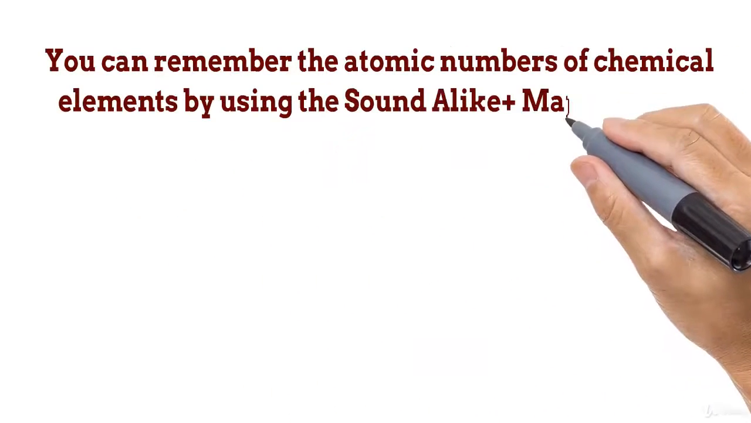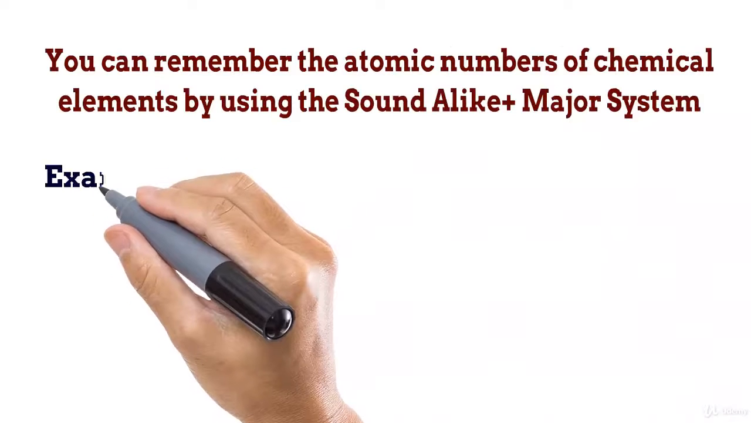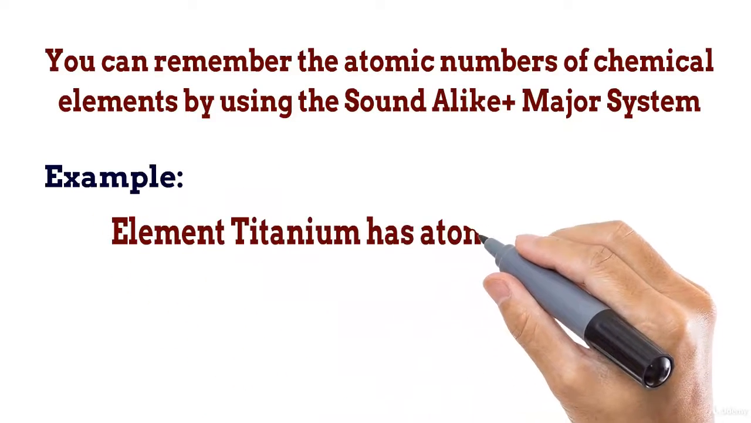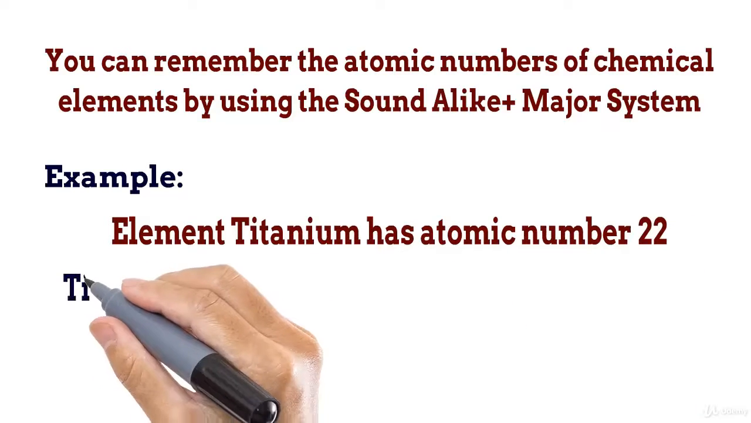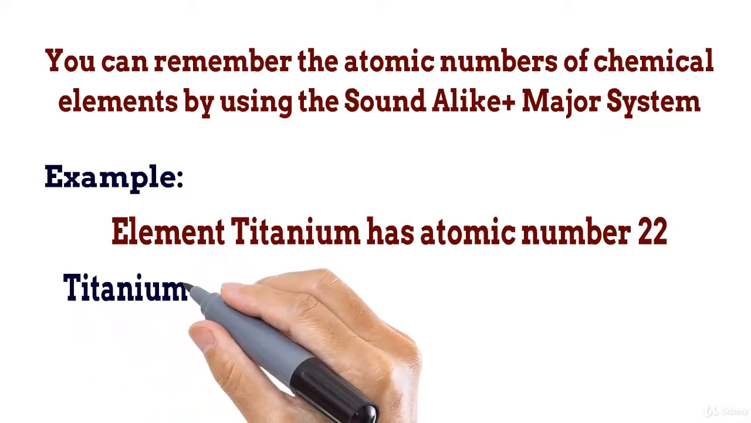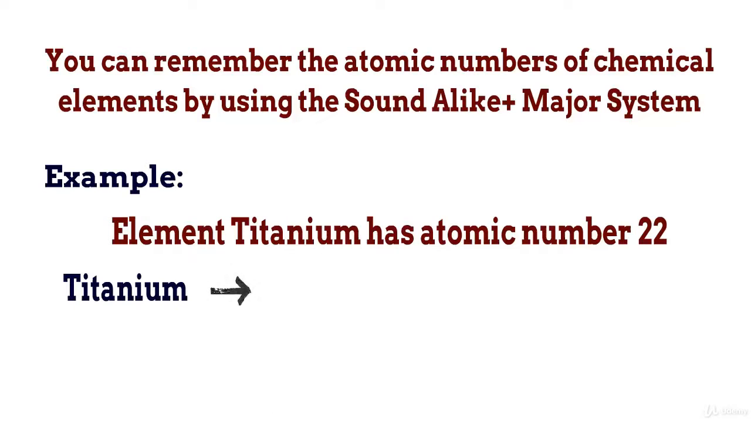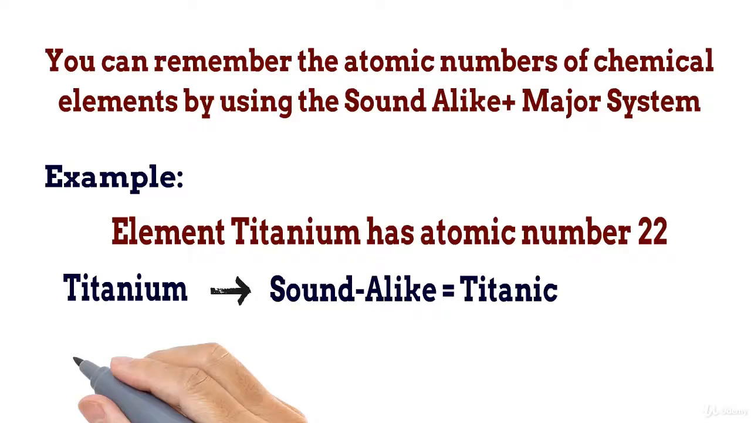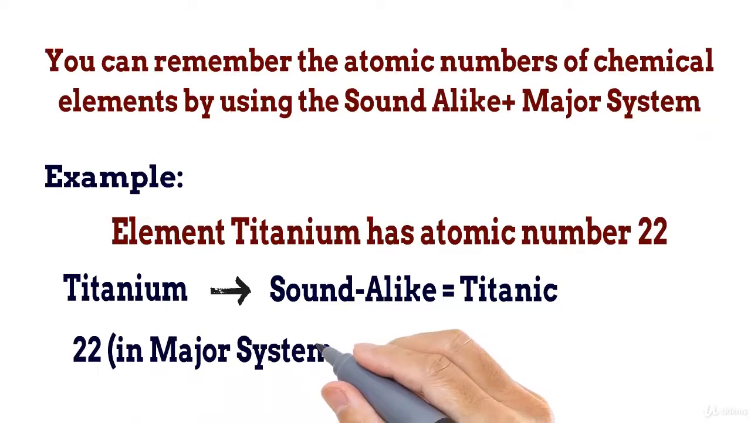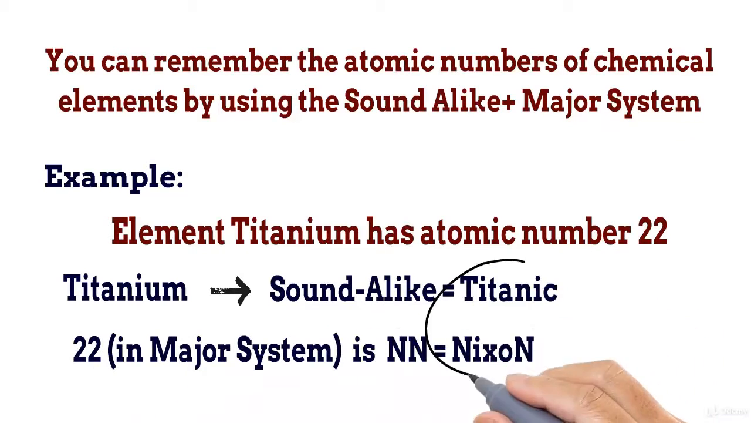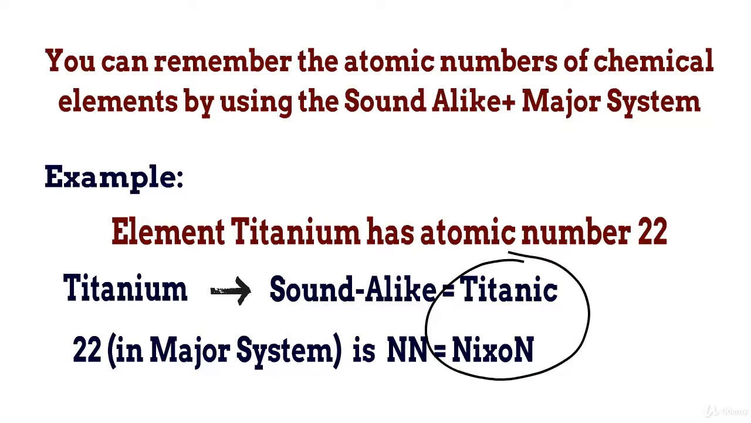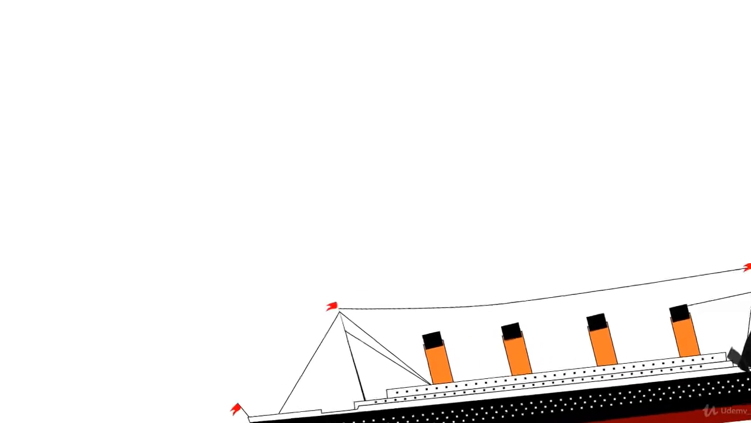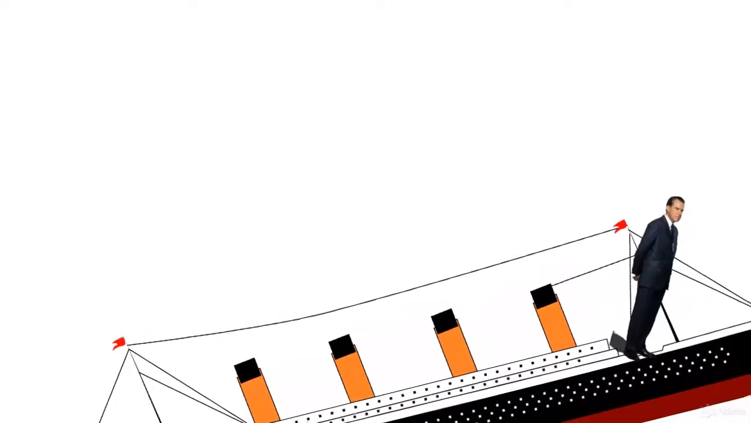You can remember the atomic numbers of the chemical elements by using the sound-alike method and the major system. Example: the element titanium has atomic number 22. For titanium, you can use the sound-alike Titanic. 22 in the major system is NN, so you can use the name Nixon. Imagine the ship Titanic sinking with President Nixon on the deck.